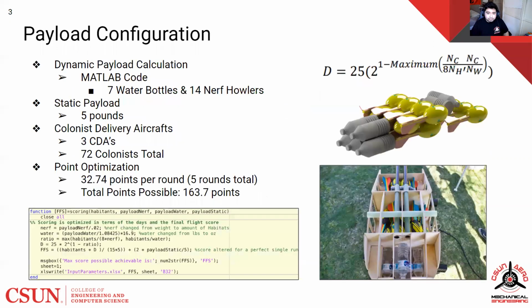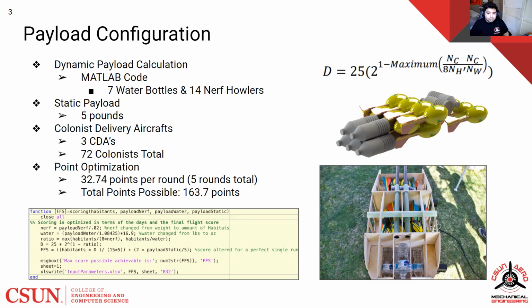The final calculation of the dynamic payload was found through the use and creation of a MATLAB code, as can be seen below. From this, we determined that 7 water bottles and 14 propellers would give a competitive edge over other teams, while utilizing fuselage volume and shape that was developed.